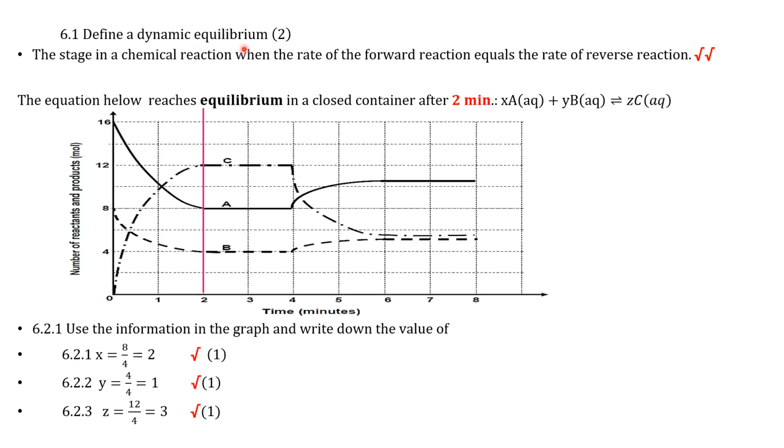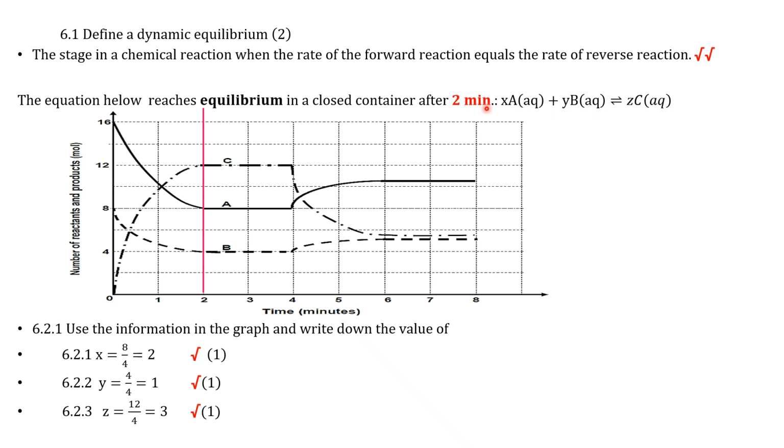Define a dynamic equilibrium. It is the stage in a chemical reaction where the rate of the forward reaction equals the rate of the reverse reaction, 2 marks. Now they say the equation below reaches equilibrium in a closed container after 2 minutes. So they say use the information in the graph and write down the values of X, Y, and Z. So at 2 minutes, you can see here for C it's 12 moles, A is at 8 moles, and B is at 4 moles. Right, so if we had to fill that in, that would read 8, 4, and 12.